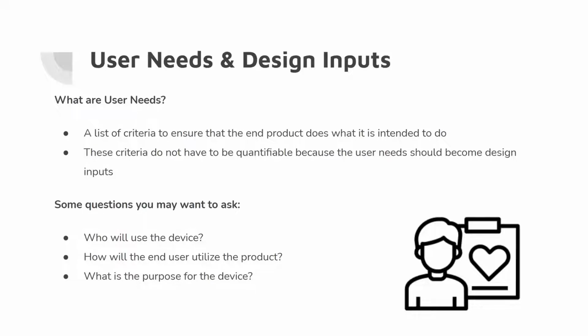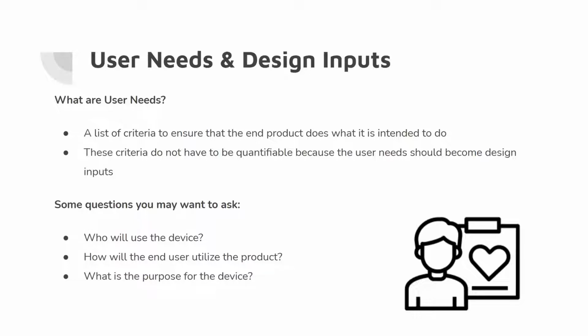One of the first things your team should do is come up with a list of user needs. These user needs are a list of criteria that will help you make sure that your end product does what it is intended to. You as a team can often refer back to this list to ensure that your device does not go too far from the goal. This, of course, does not mean that your ideas can't change, but is simply a tool to help keep your goal in mind.